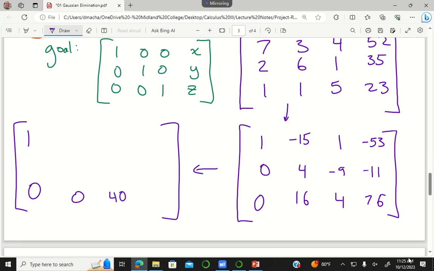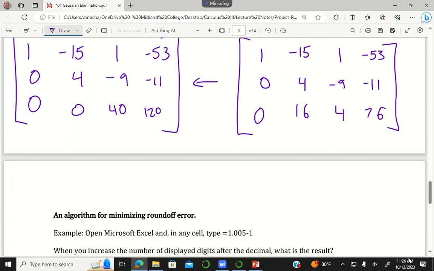76 minus 4 times negative 11 is going to be 76 plus 44, which is 120. Okay, cool. Divide that by 40. Yeah, and we'll leave everything else the same for right now. We'll just leave that alone. Sometimes trying to do too many steps at once gets you in trouble.